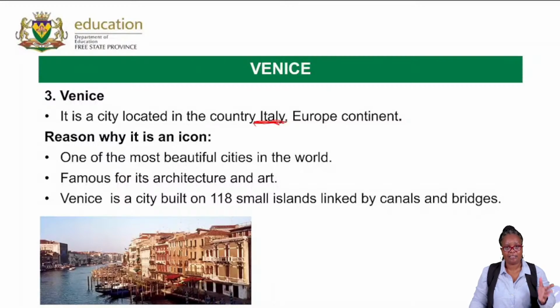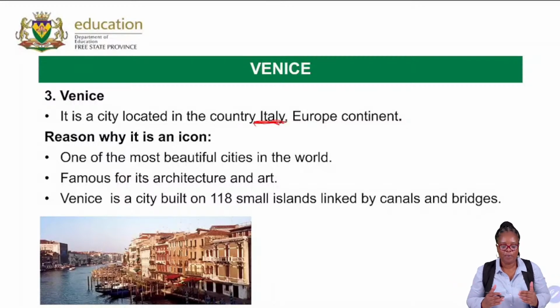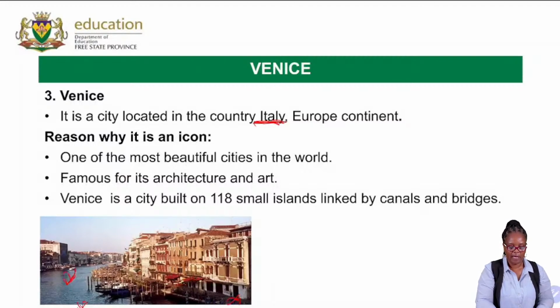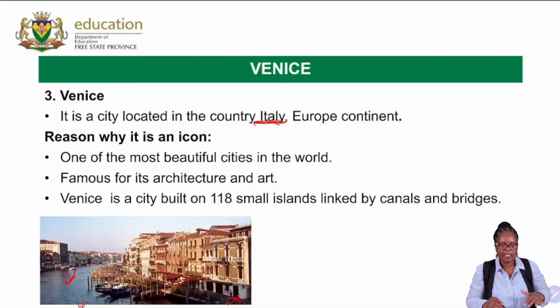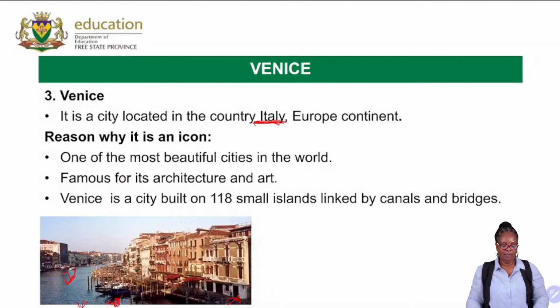Let's look at the reasons why a city can be chosen as an attraction. The first reason, it is one of the most beautiful cities in the world. It is so beautiful. Look at the picture. Look at the architecture. You can see that we have water here. You can see that the city is floating on top of the water. Because of this unique location, that's why it is one of the icons.